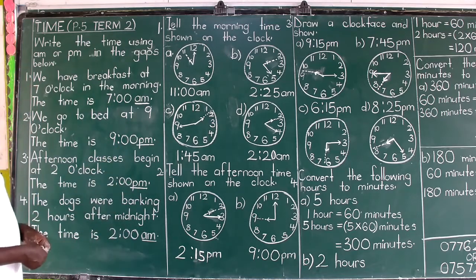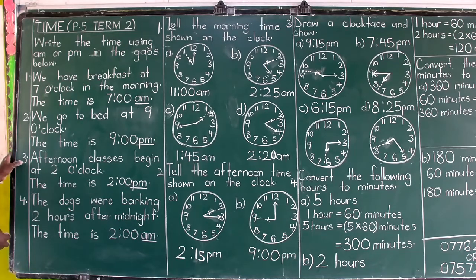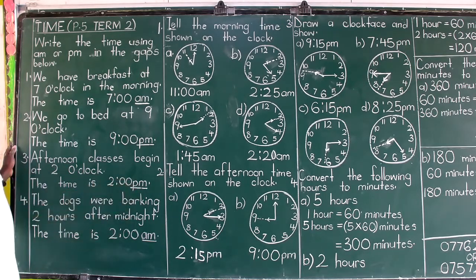As we look at example number 3, afternoon classes. Look at the word afternoon already. Afternoon classes begin at 2 o'clock. So the time is 2 p.m. Put p.m. because of the word afternoon.